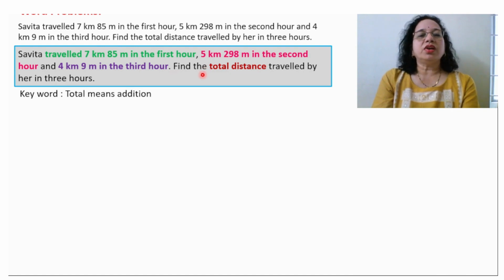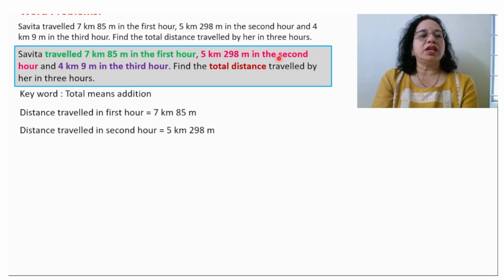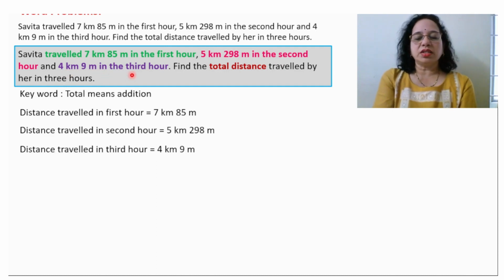So here the keyword is total. Total means addition. So what will be the first? This is the first statement, and this is regarding distance. So distance traveled in first hour. This one will be distance traveled in second hour. This one will be distance traveled in third hour. So this way you can see that all the statements and everything is given in the word problem itself. You just need to rearrange this.